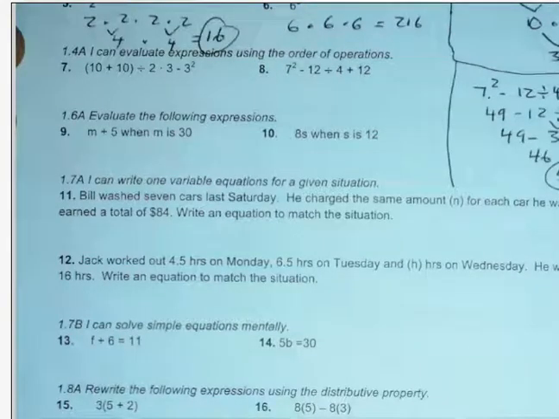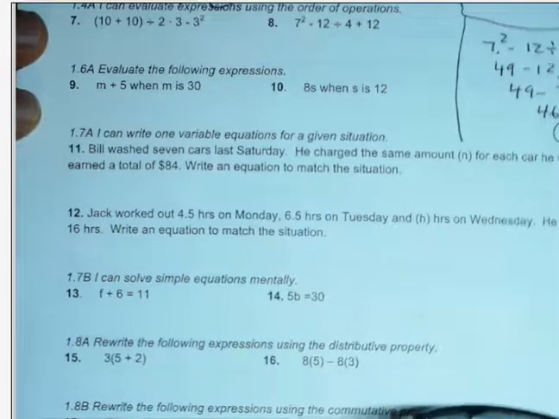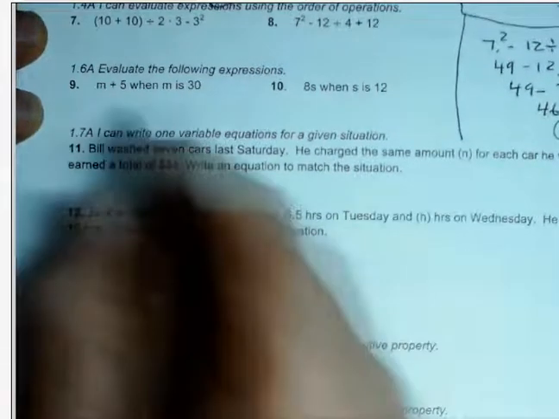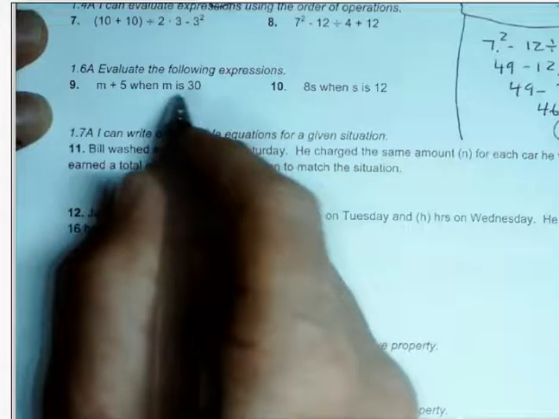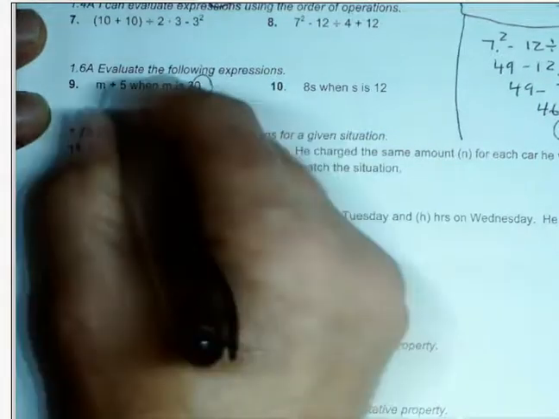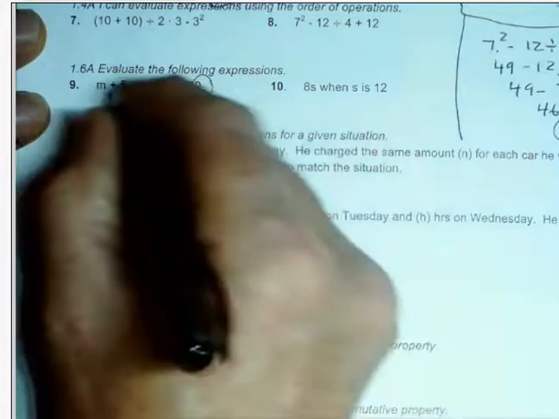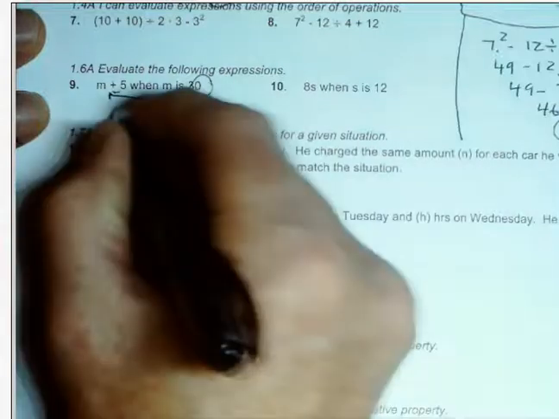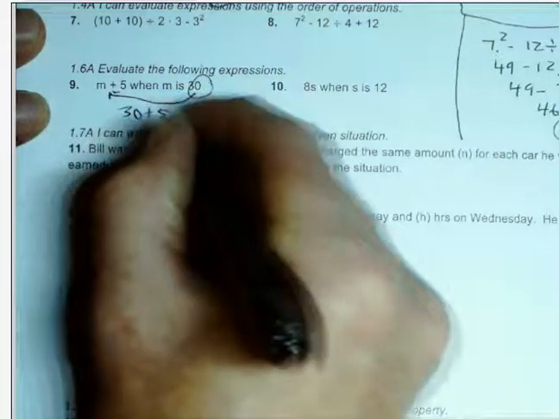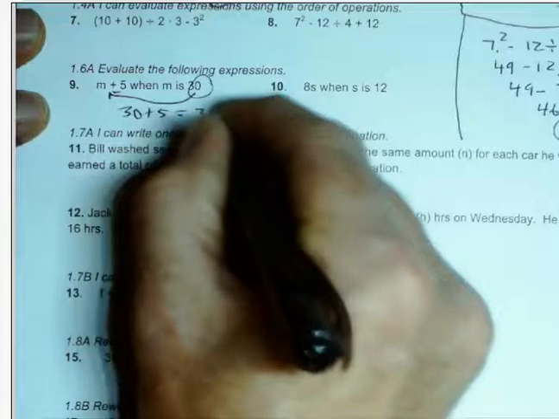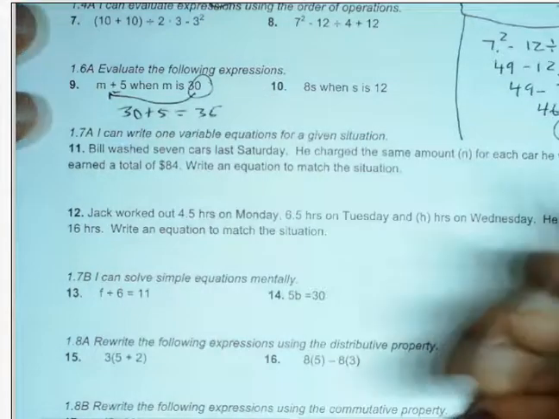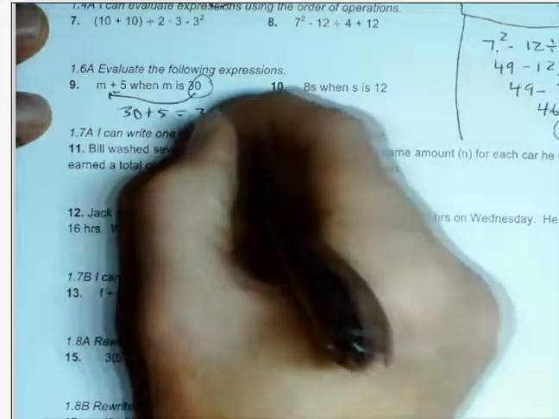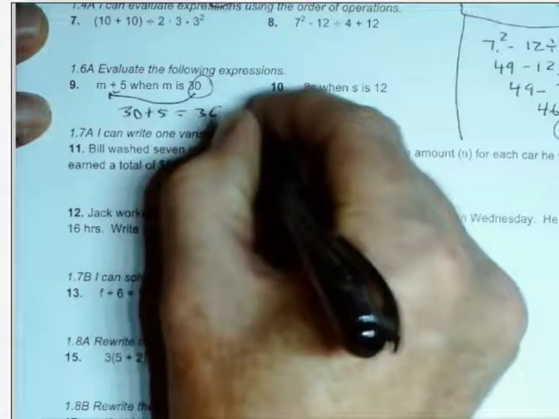And 1.4a, 1.6a, and number 9, we'll look at that. All right, number 9, m plus 5 when m is 30. Well, that just means you take 30 and you put it in for m. That's all it is, you're substituting it. So you have 30 plus 5 equals 35. You gotta get those ones right, kids. Those are so simple. That's a 35. Let me rewrite that 35.